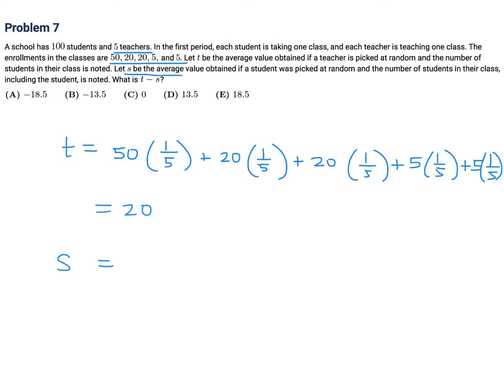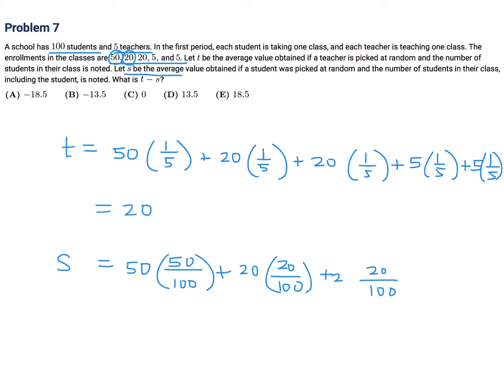So this time it's a little bit different. The probabilities are now going to be involving the students. And there's 100 students. So that's 50 over 100 for this one right here, and the number of students is 50. For the next one, it would be 20 over 100, and the number of students is 20, this one. And similarly, you guys get the point.